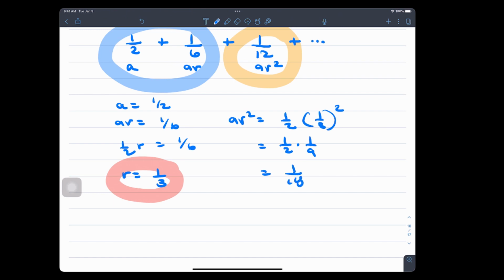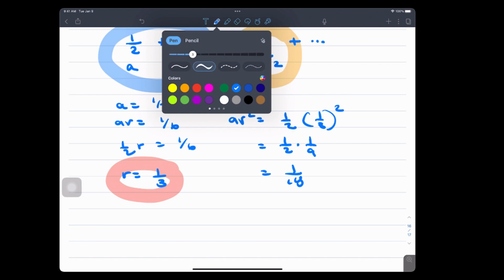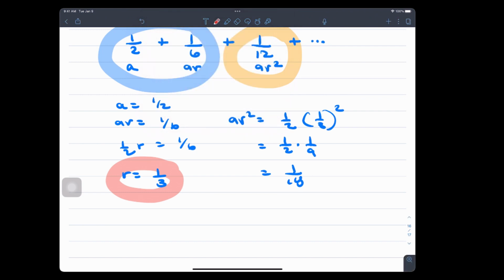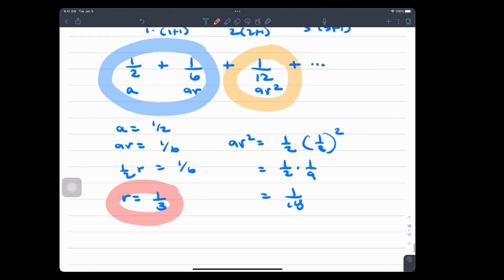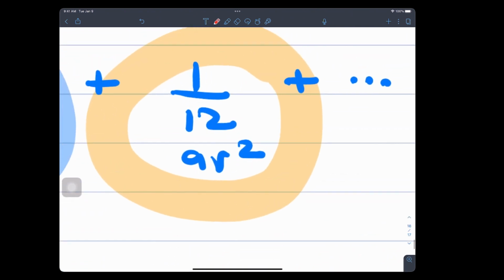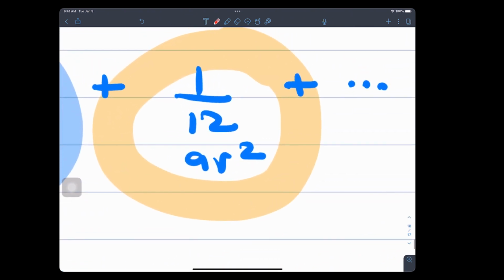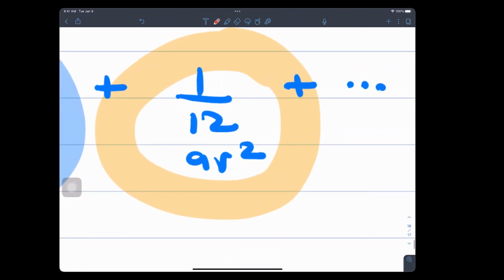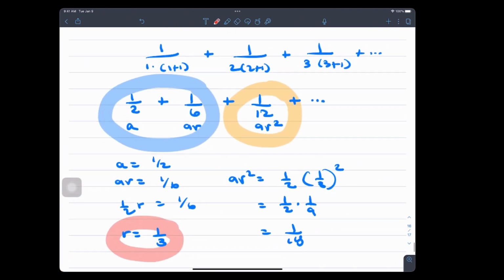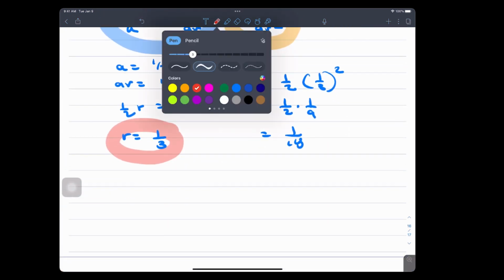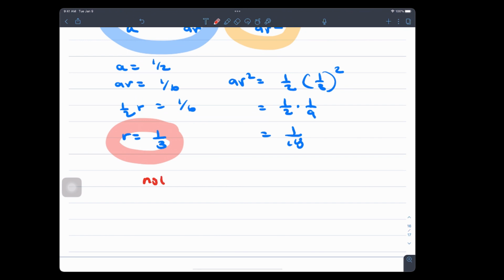Is this geometric? What are you supposed to get for AR squared? You're supposed to get 1/12, ladies and gentlemen. That's not what you're getting. So this is not geometric.